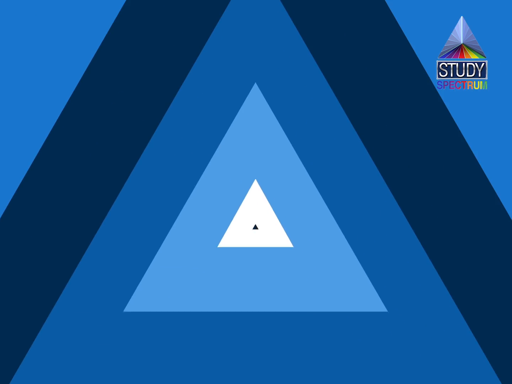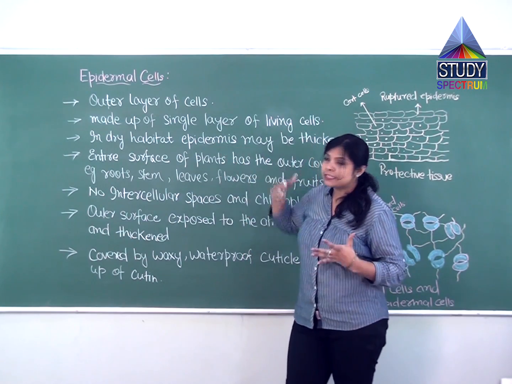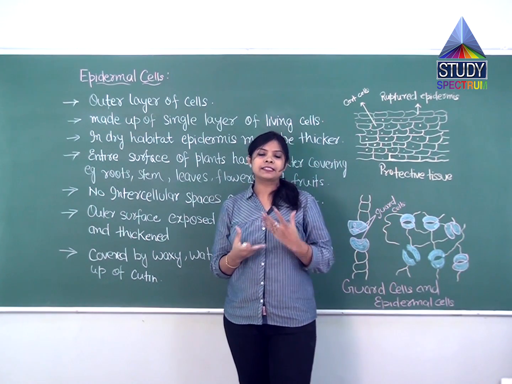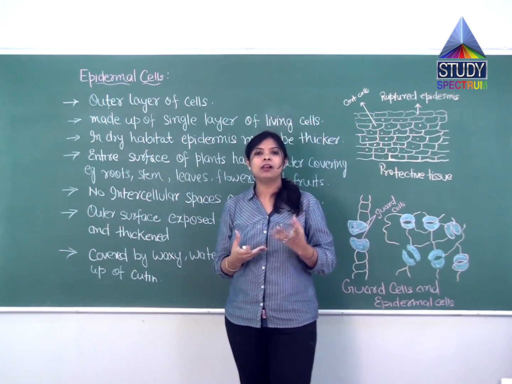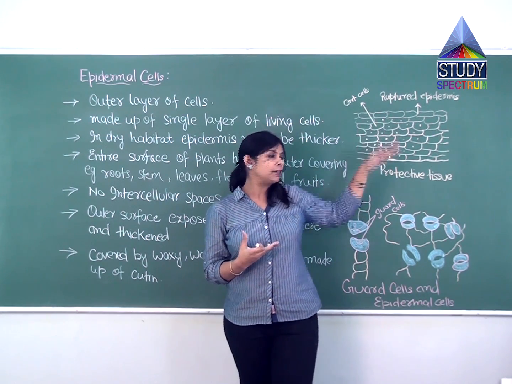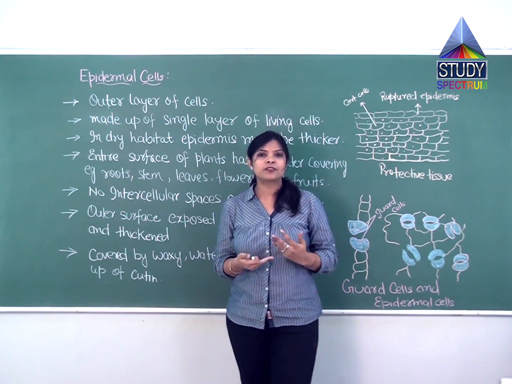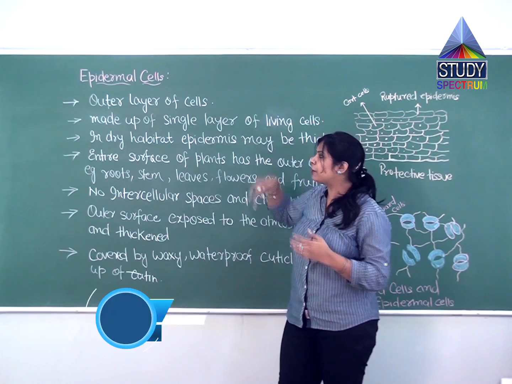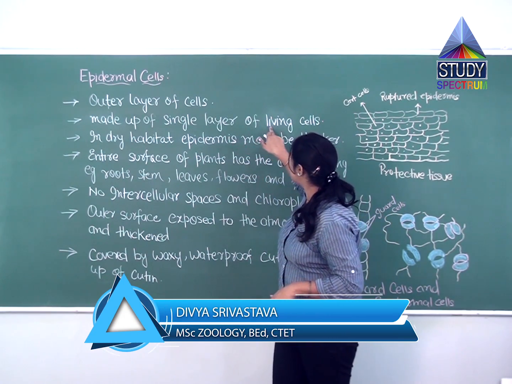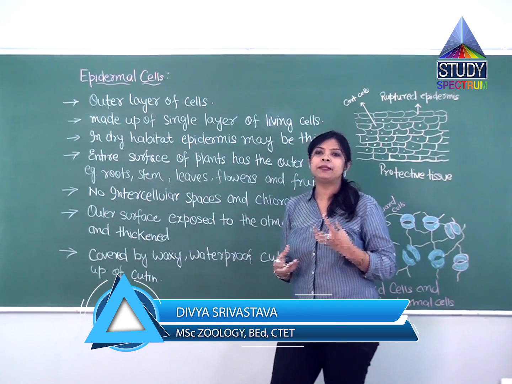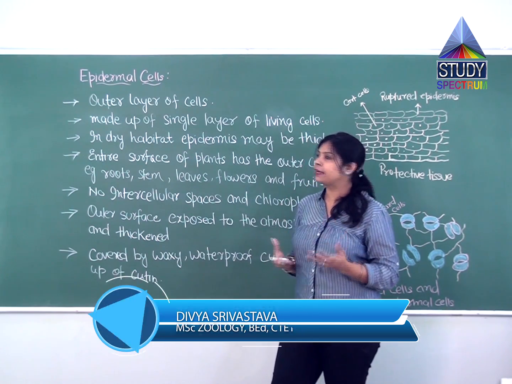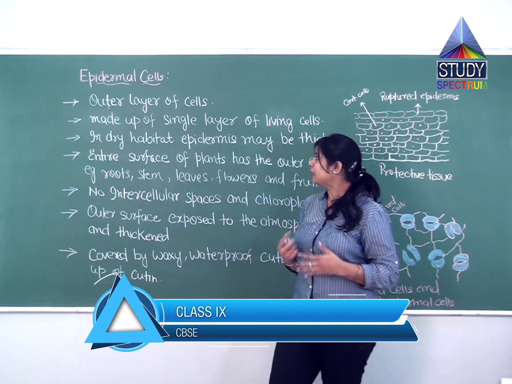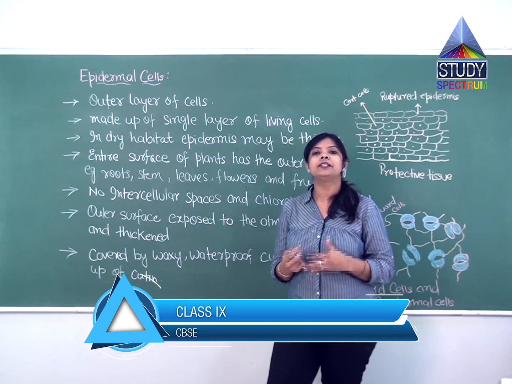Now students, this is the outer layer of cells. If you cut a section of the stem, as you may recall, I had earlier shown you a picture of the section of stem. That outer layer was the epidermis. It is the outer layer made up of a single layer of living cells. But in a dry habitat, it can be a little thicker. It means the epidermis can be a little thicker.